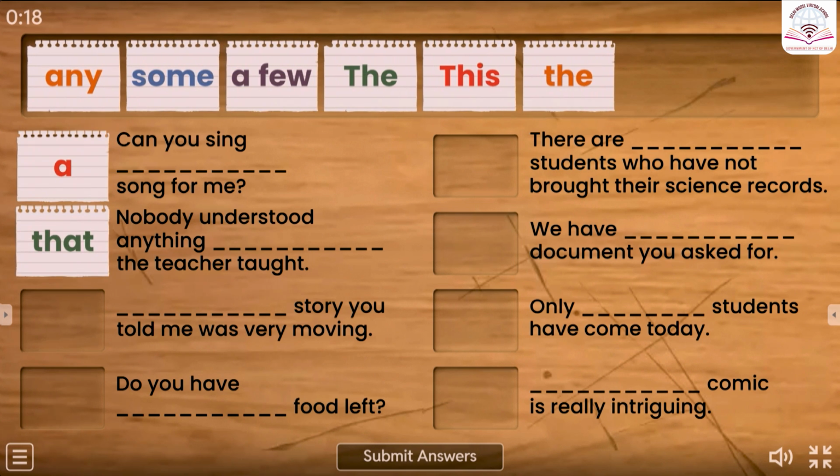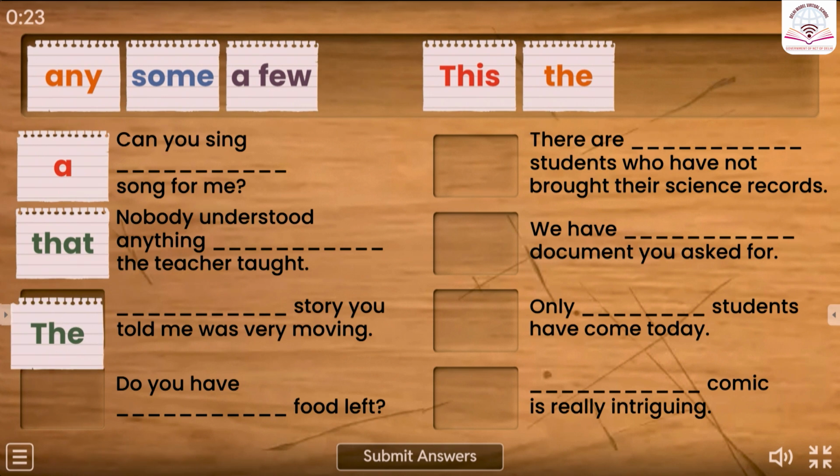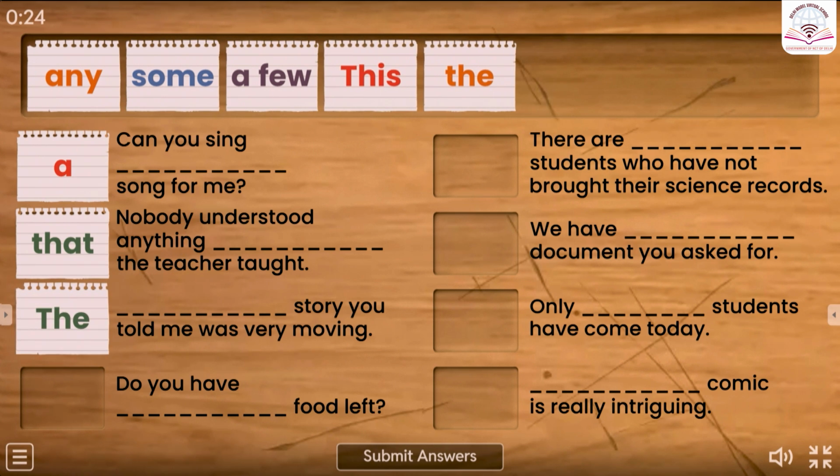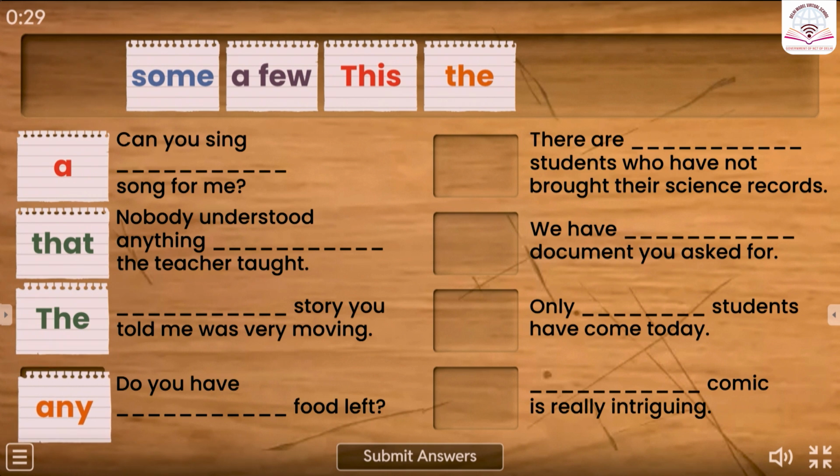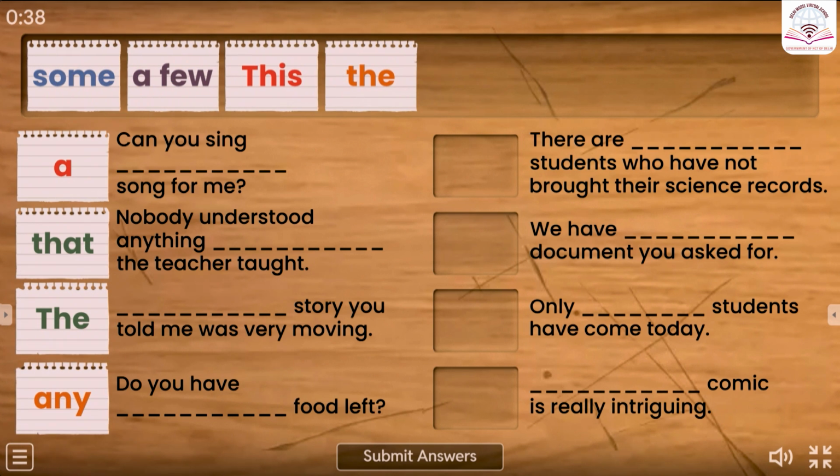Dash story you told me was very moving. Here we are talking about a specific story. So I will go with the. Do you have dash food left? Here we are talking about something that is left. So I will pick any. Our next sentence is, there are dash students who have not brought their science records. So I will go with some.